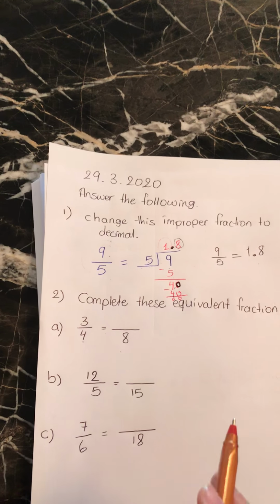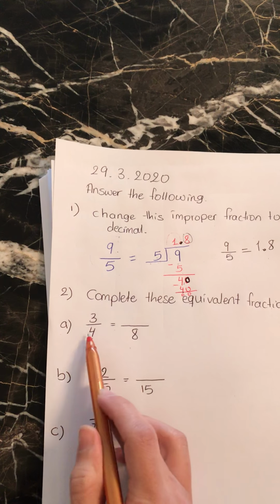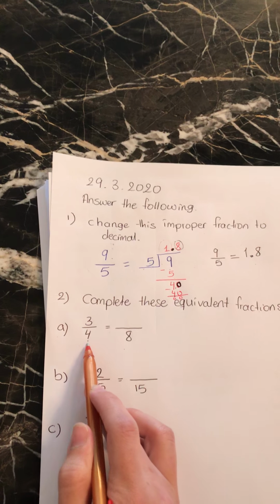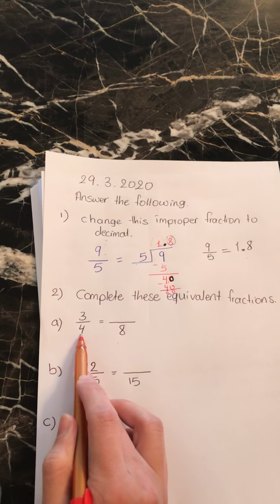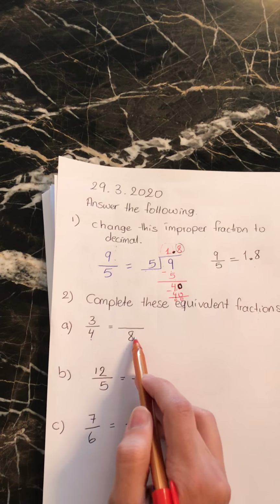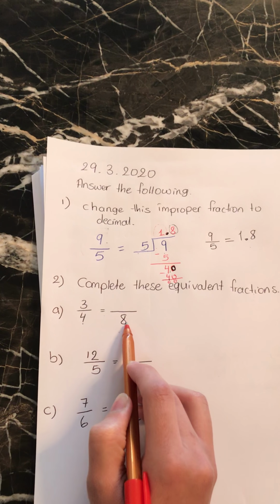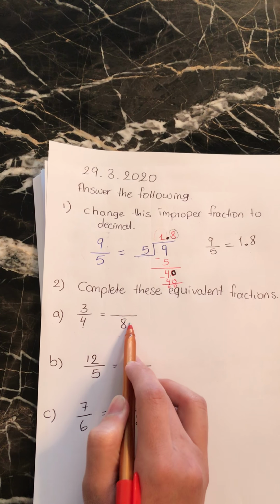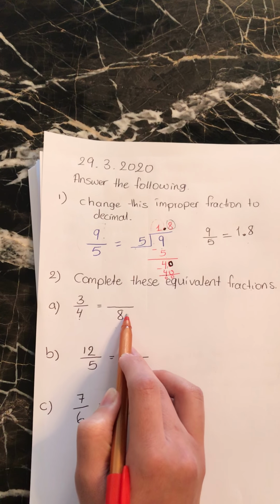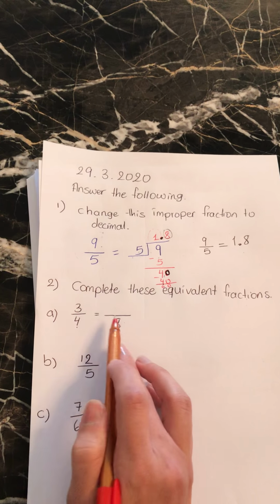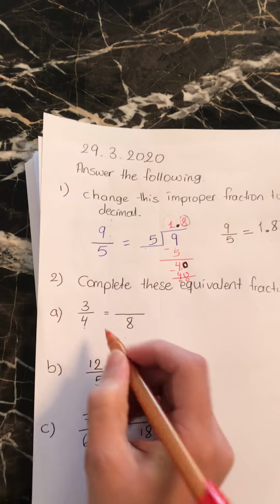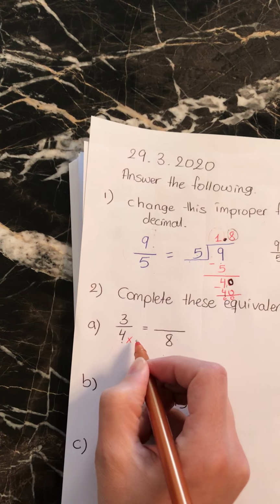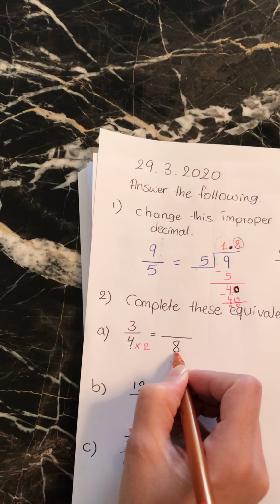Now, first we will look at the denominators. Why? Because on both sides we have denominator. Now here it's 4, it's changed to 8. How do I know 4 is changed to 8? By multiplication. 4 times which number equal to 8? 4 times 2. Okay, so 4 times 2 is 8.